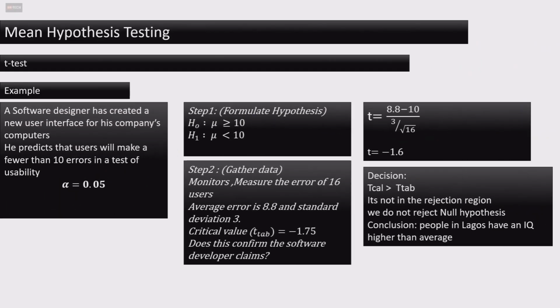Now this is a case for the t-test. A software designer has created a new user interface for his company. This is a UI/UX designer, and he predicts that a user will make fewer than 10 errors in a test of usability. That means he created a new interface and he's saying, see, this interface is so easy to use. That is the success of a UI/UX designer: somebody will not make too many errors.